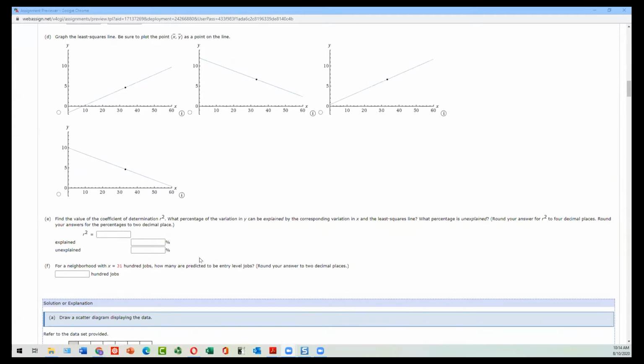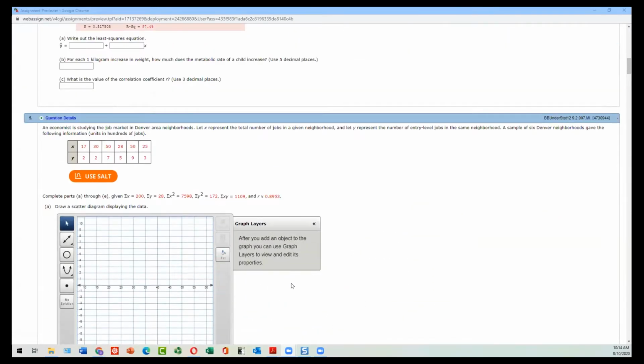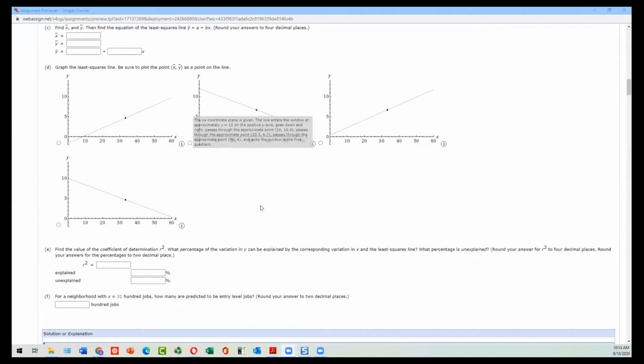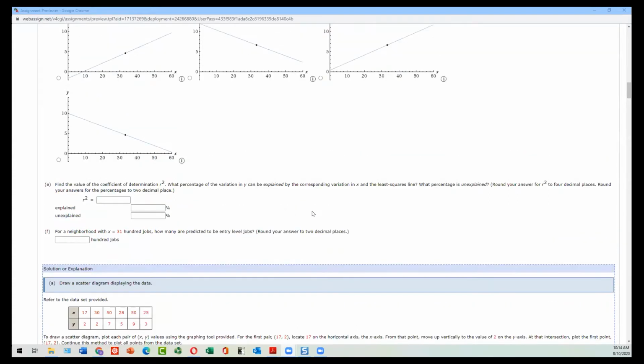Yeah, I put the R squared in as a decimal and it worked and said it was fine, but then I put it in as explained and unexplained. Well, let me try it again, because it might want me to do it to 2 decimals. It does. That was kind of tricky for me, because the first one says 4 decimal places, and then it says 2 decimal places.